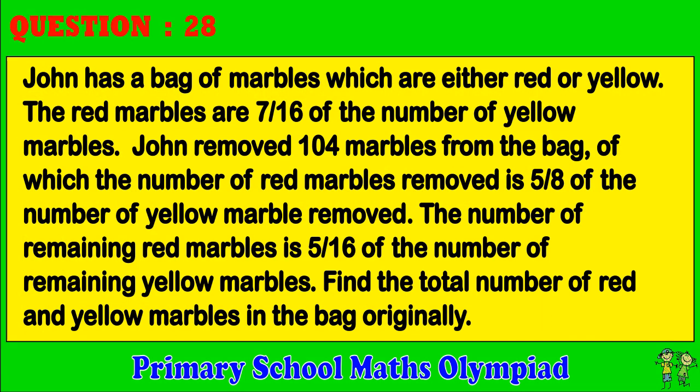Question 28. John has a bag of marbles which are either red or yellow. The red marbles are 7/16 of the number of yellow marbles. John removed 104 marbles from the bag, of which the number of red marbles removed is 5/8 of the number of yellow marbles removed. The number of remaining red marbles is 5/16 of the number of remaining yellow marbles. Find the total number of red and yellow marbles in the bag originally.